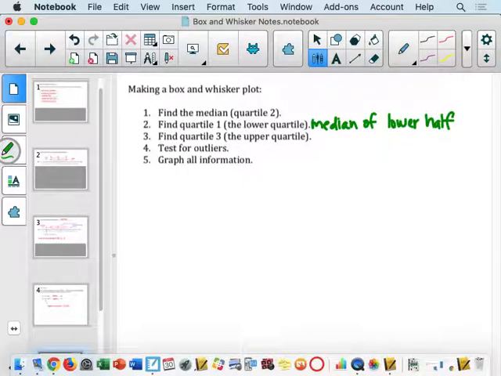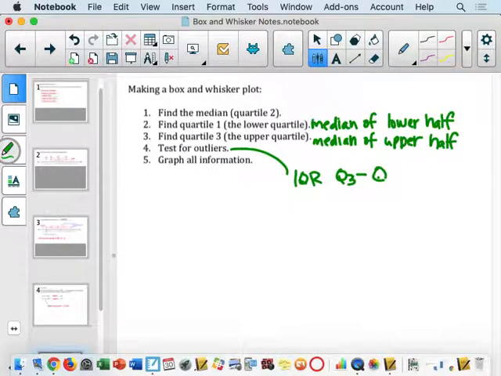Step number 3, the quartile 3, the upper quartile, that is the median of the upper half. Step 4, we'll test for outliers. Remember that IQR, that's your upper median, so Q3 minus Q1, okay? And then we'll graph the information.